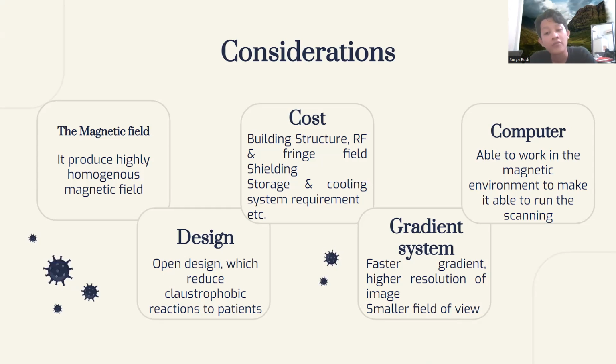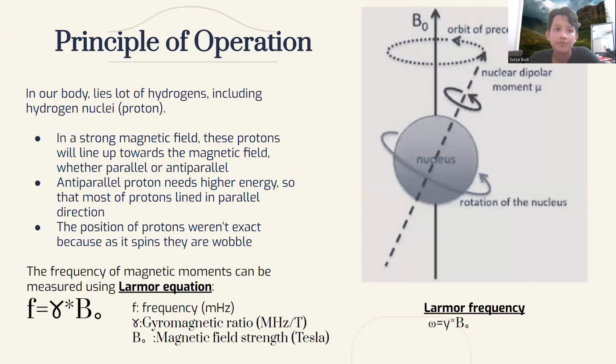The gradient system of the MRI has a faster gradient and higher image resolution, but it has a small field of view for the organ. And the MRI works with a computer, so we have to make sure that the computer is able to work in the magnetic environment to make sure it is able to run the scanning process.